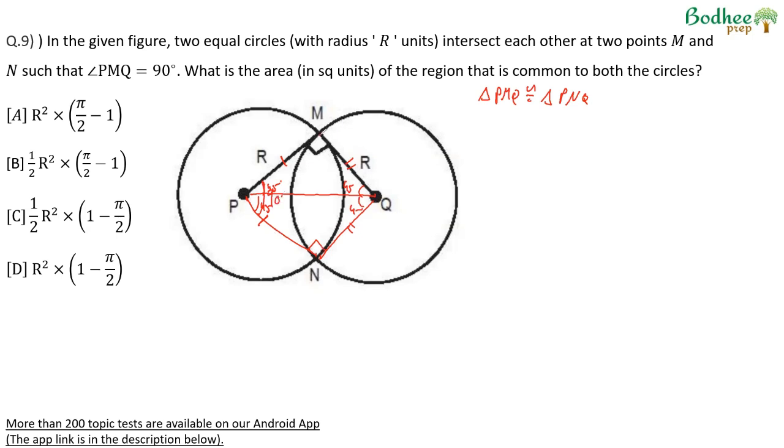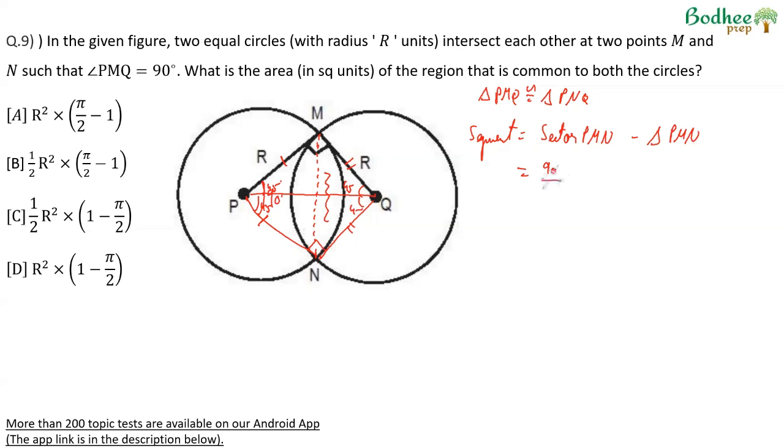Now, we join MN next. We have to find the area of the common region. So, we find out the area of this segment and then double it. So, the area of the required segment will simply be area of sector PMN minus area of triangle PMN.